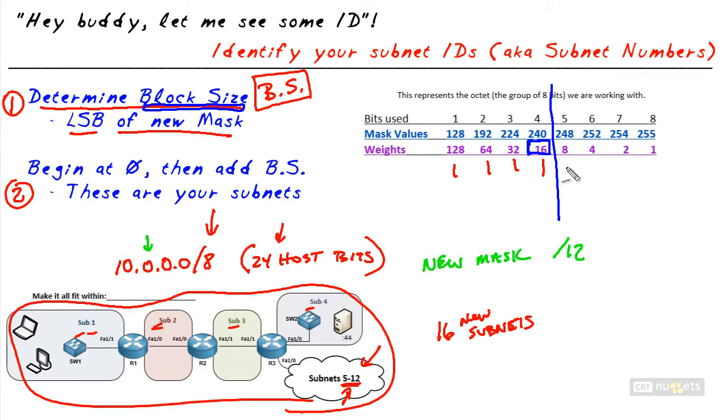If we were stealing 5 bits, it would be 8. If we were stealing 7 bits, it would be a 2. So the least significant bit, we've determined the block size, in this case is 16. Now how is that going to help us? This part is almost magical.